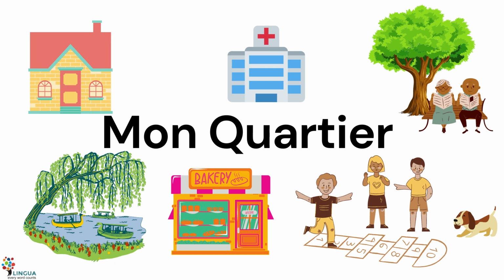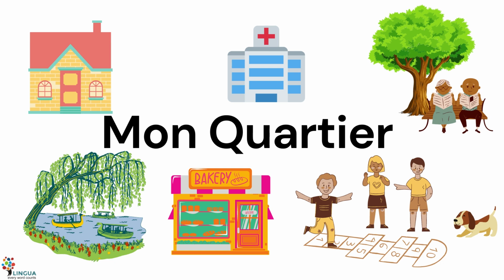As you can see from the picture, we have a house or a home, we have a hospital, a park with an elderly couple sitting there reading. You've also got a park with a lake, a bakery, and then possibly a school or playground where kids can play and pets are allowed. So these are some places that would exist in some communities, no matter how big or small they are.